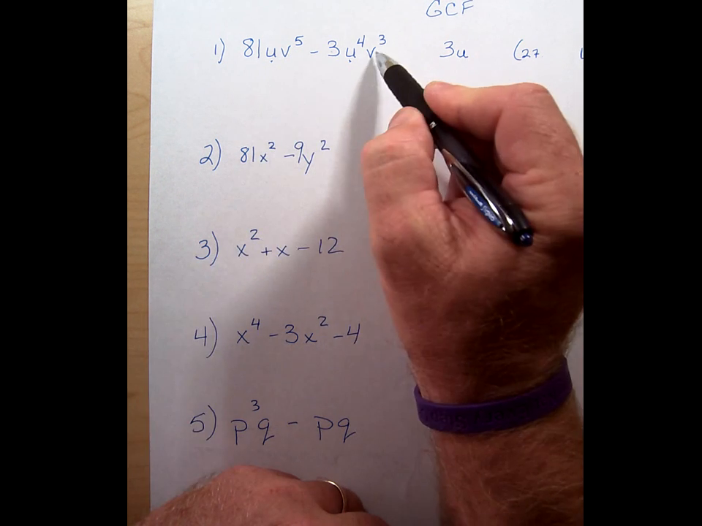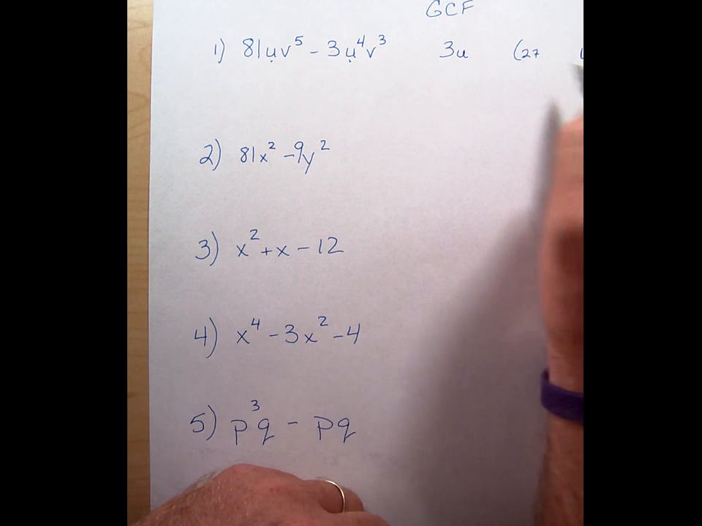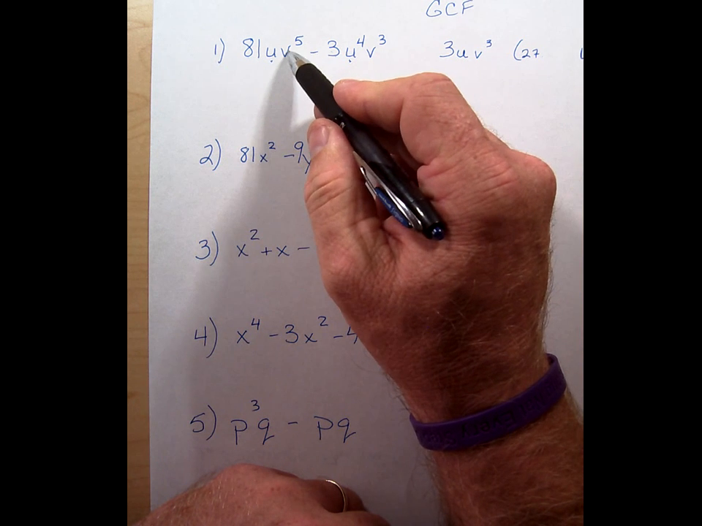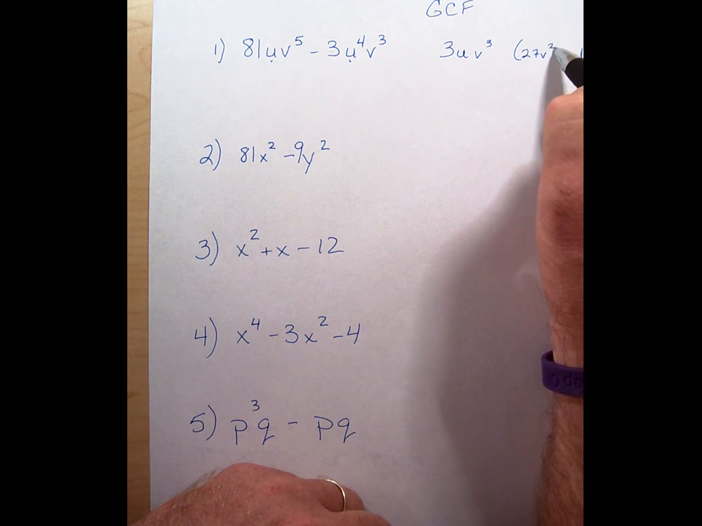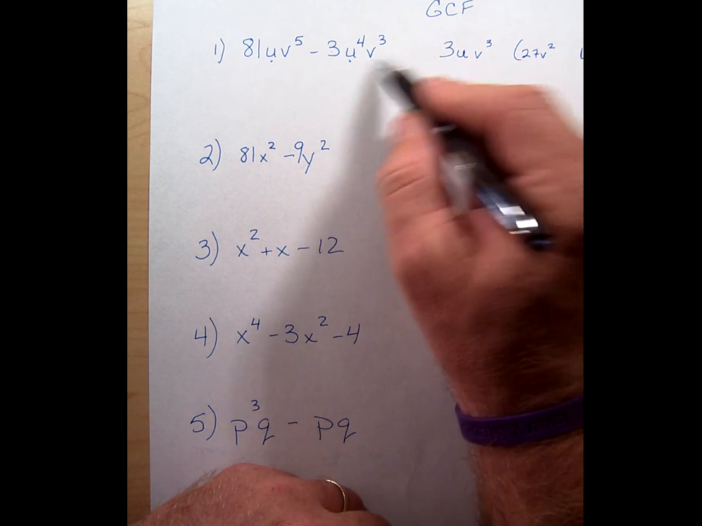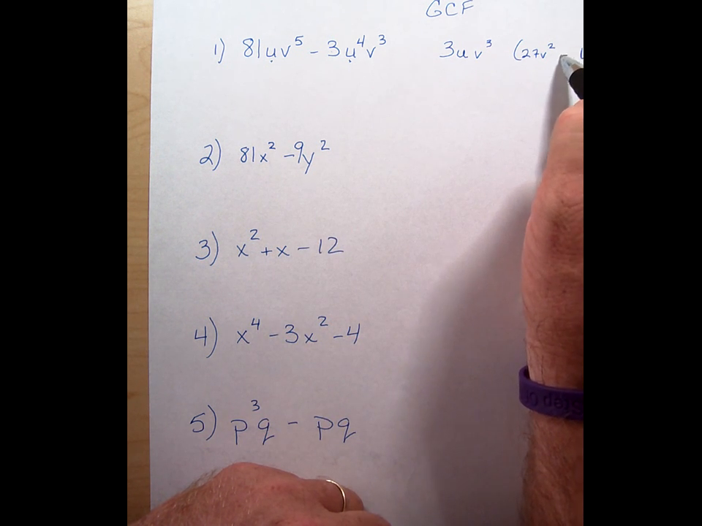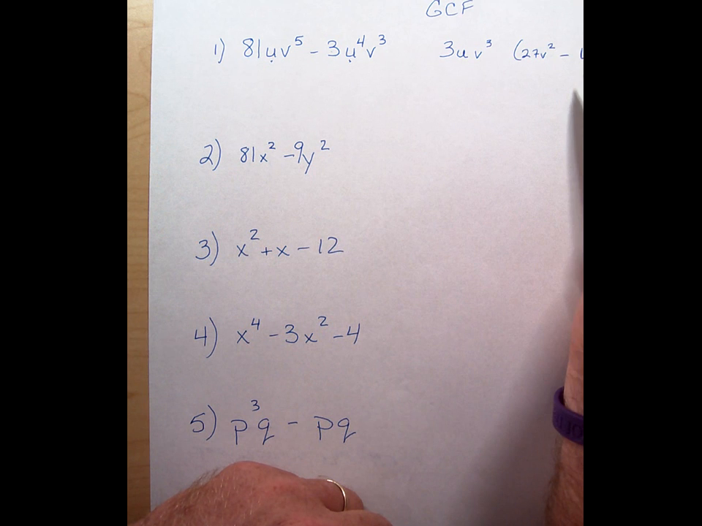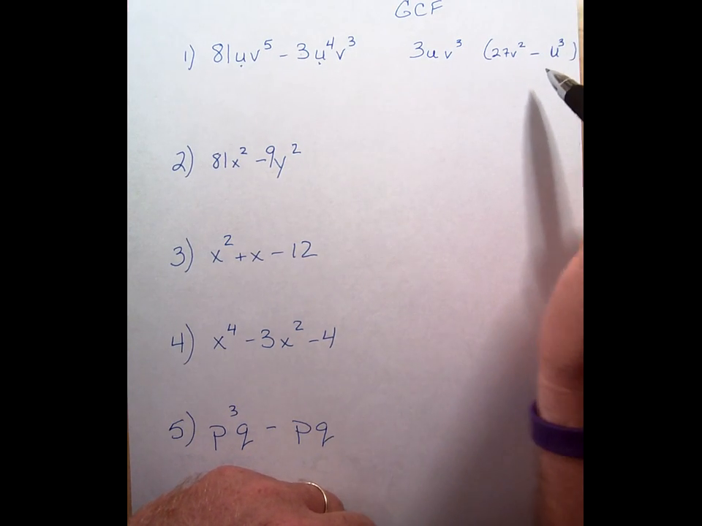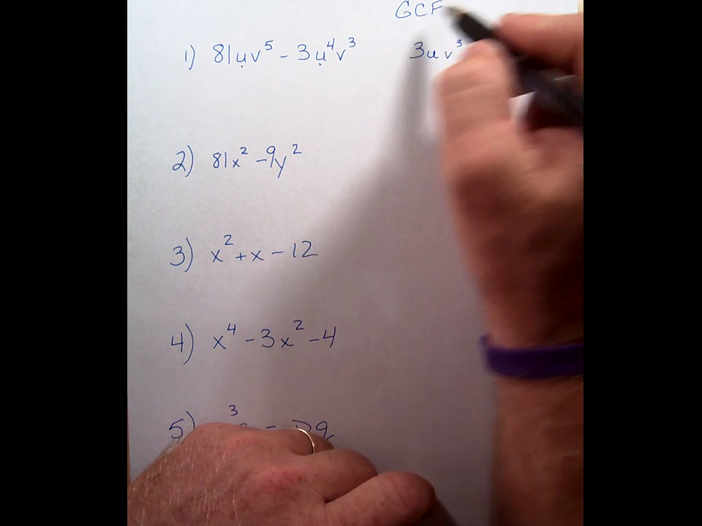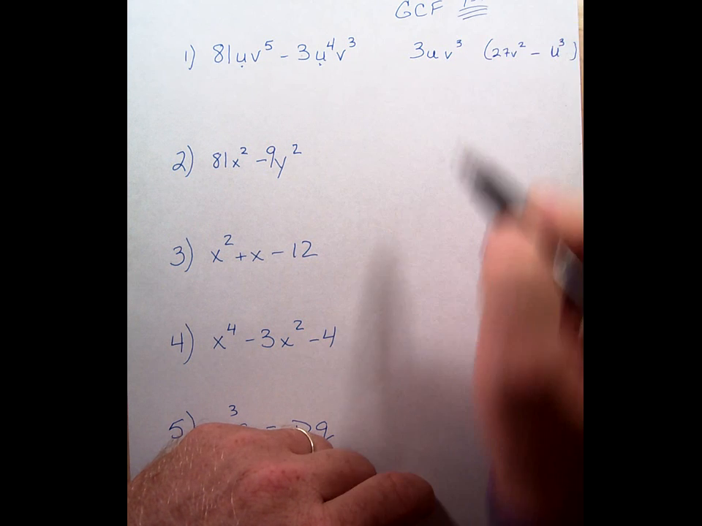Now I have V to the 5th, V to the 3rd. The most that I can take from both is V to the 3rd. So when I take that 3 from the first term, I have V squared. When I take V to the 3rd from the second one, I'm left with just that item. In other words, it disappears. I need to keep my sign in front. What we have here is a factored version. If I would distribute this through, then I would end up with the same original problem. That's GCF. Always look for GCF first.